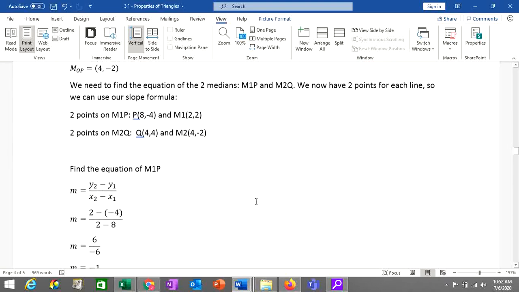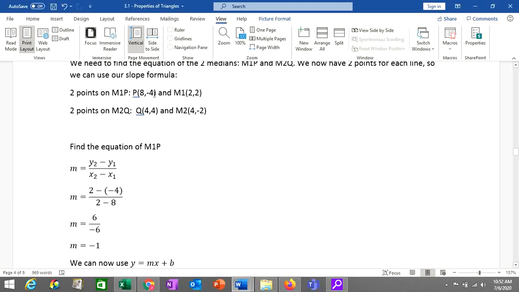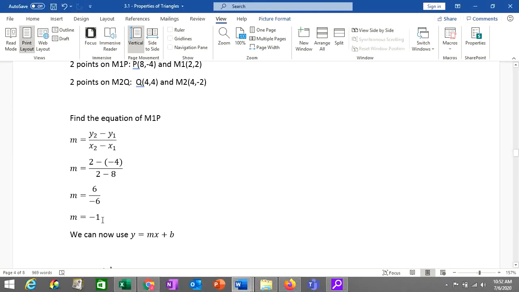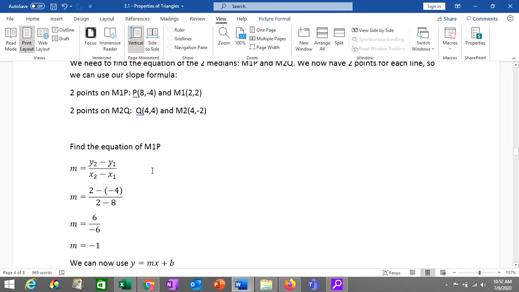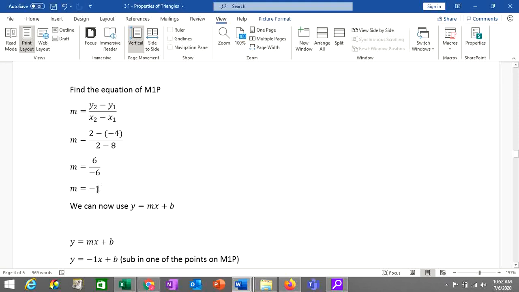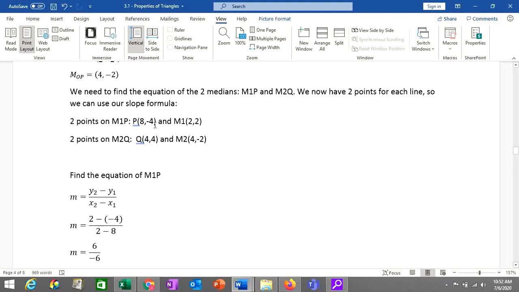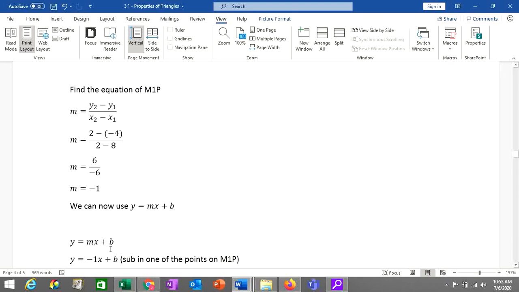So we have our 2 points. Our 2 points are (8, -4) at point P, and (2, 2) at the midpoint. We then use our slope formula, and we calculate that the slope is equal to -1. So the slope of that median is -1, and we can plug -1 into y equals mx plus b, and then choose either one of these 2 points, it doesn't matter, to plug in for x and y.